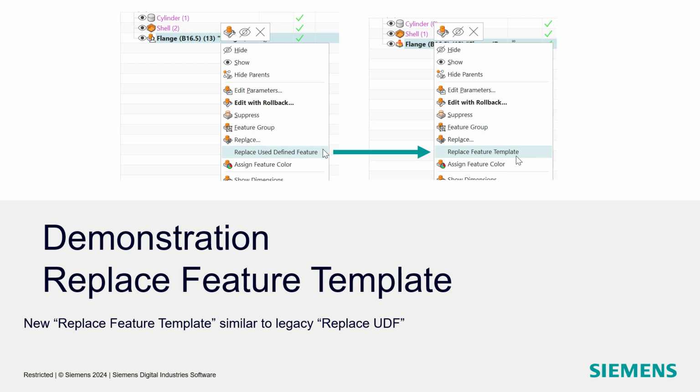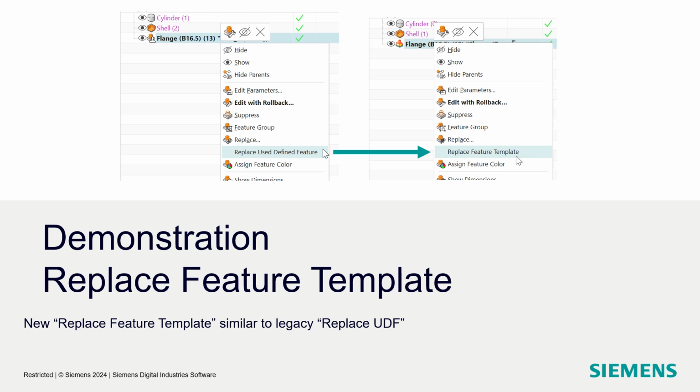With NX2412, we've brought back a replace feature template command. We have historically had a replace user-defined feature command that has been around for a long time. We initially thought that we could just use the standard replace feature command with feature templates, but it turns out there are some specific cases where a dedicated replace feature template command actually makes a lot of sense. So we brought that back. Or created it really for feature templates.